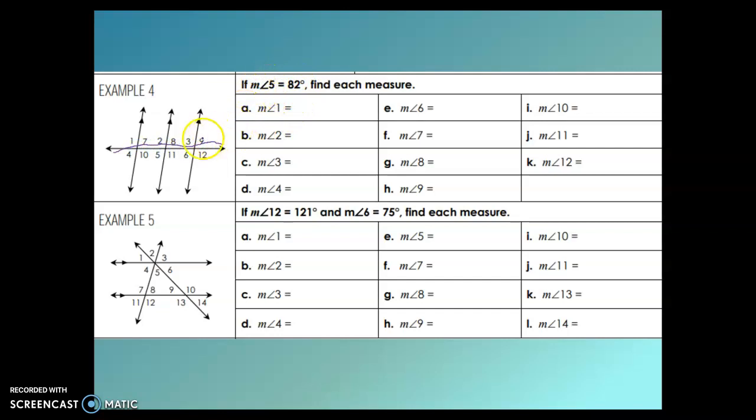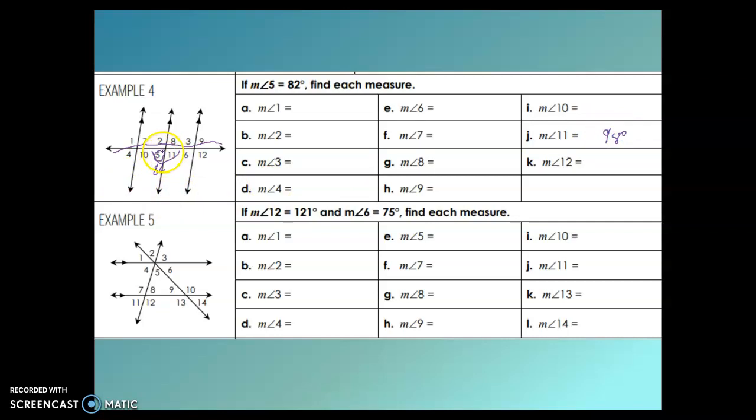And we're told one piece of information, angle 5 is 82 degrees. Based on that one piece of information, we can figure out all the rest of these angles. Maybe you want to figure out angle 11 first using the linear pair theorem. And if you do that, you're going to find out that angle 11 is 98 degrees. You don't have to identify the reason here.